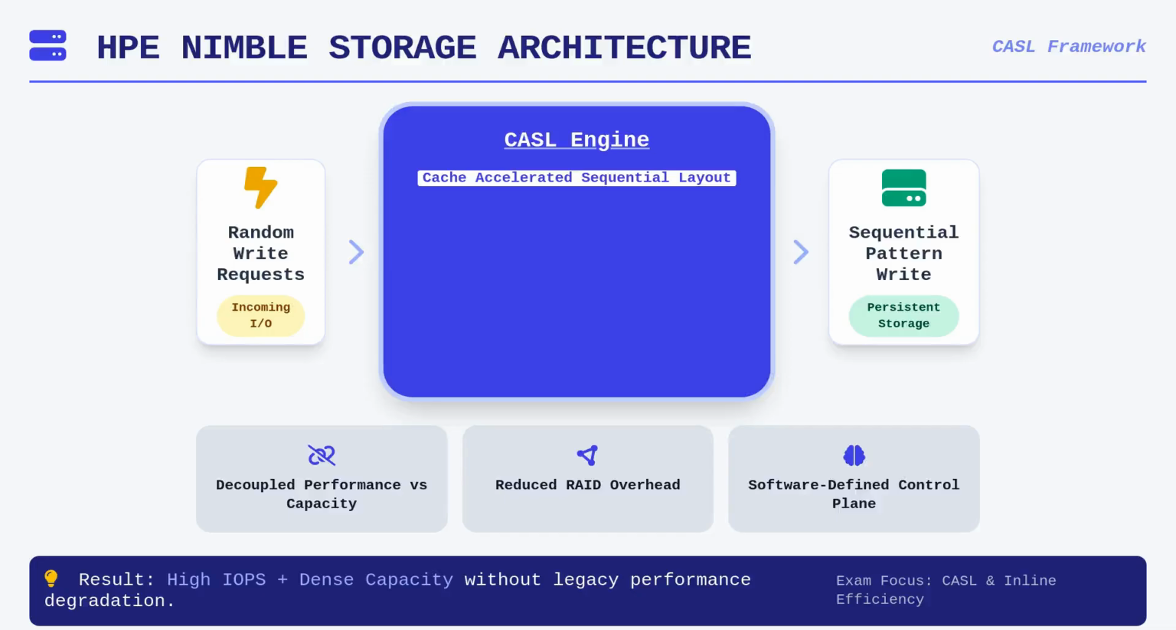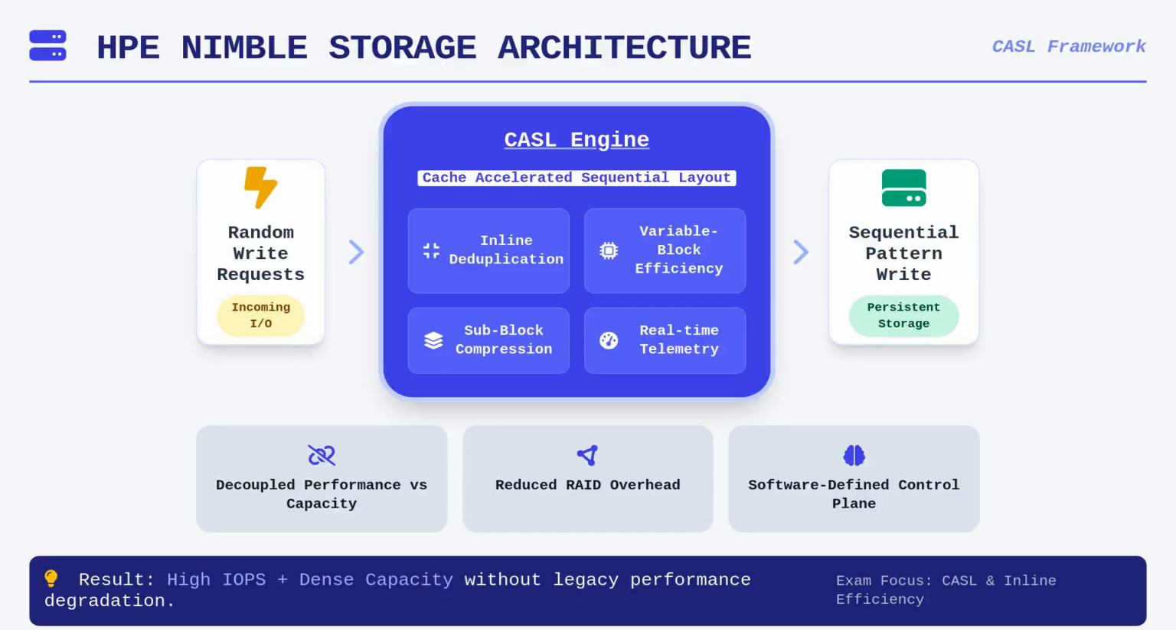When you are analyzing these systems for your exam, it is vital to understand that the architecture is designed to prioritize data efficiency through inline, variable block, and sub-block deduplication techniques. These mechanisms operate in real time, meaning that the write path is optimized to verify and compress data before any bit hits the physical substrate. The efficiency of this process is augmented by the software-defined control plane, which allocates resources based on real-time telemetry gathered from the array's internals.